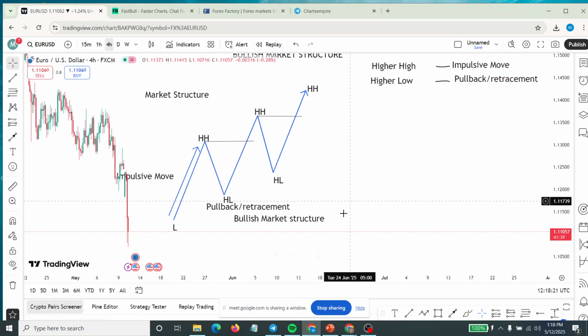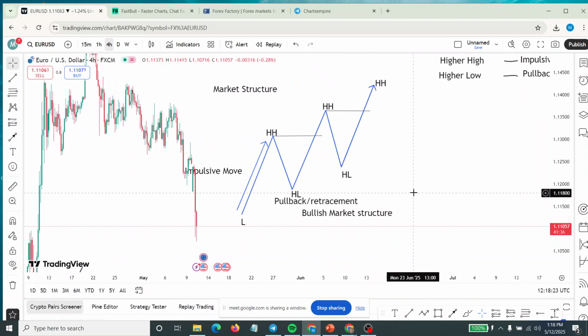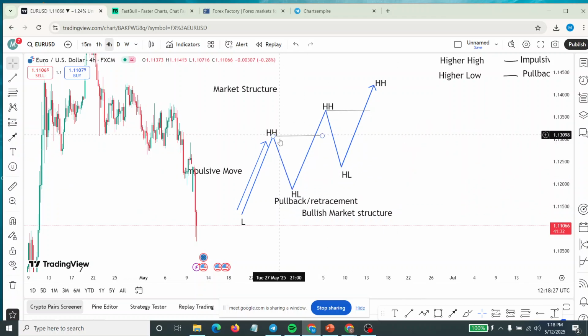Pullback. Exactly. We want to buy the market at a pullback, because in a pullback we are anticipating to buy and join the trend of the market we are seeing. So we don't want to buy the market when it is on an impulsive movement. And with this movement, we can see the market has created a new higher high with this impulsive move.